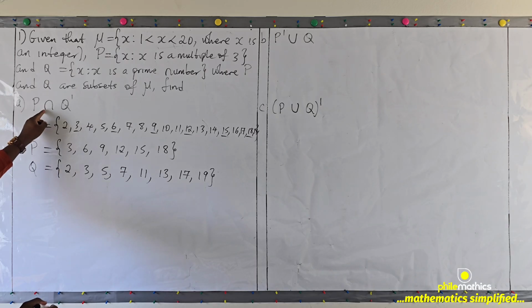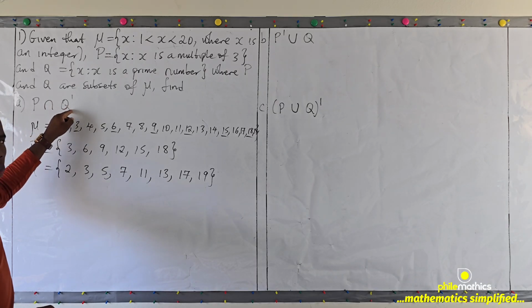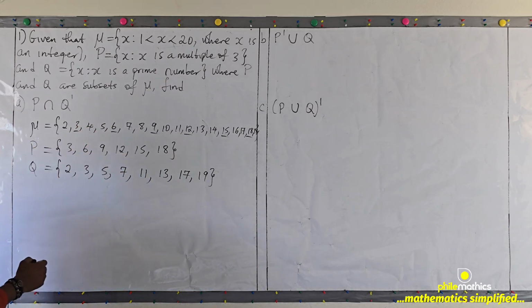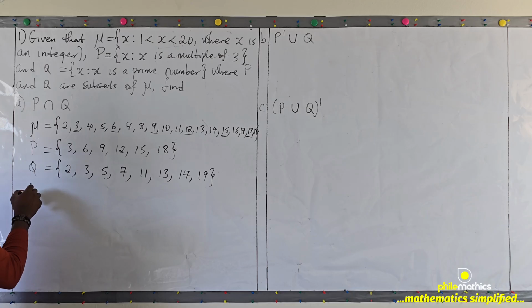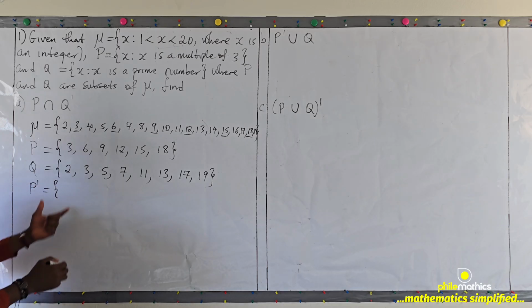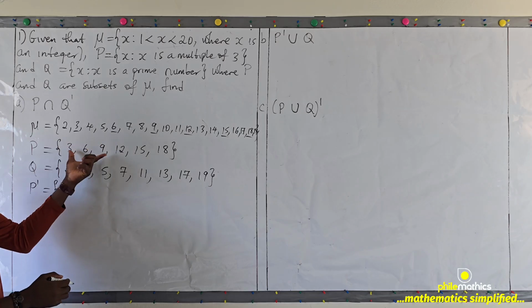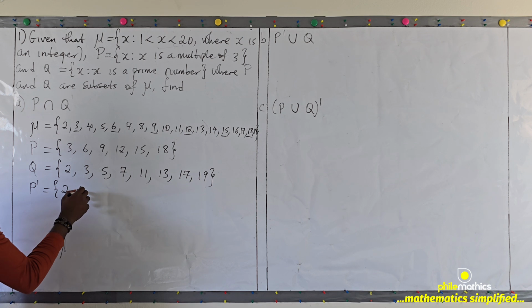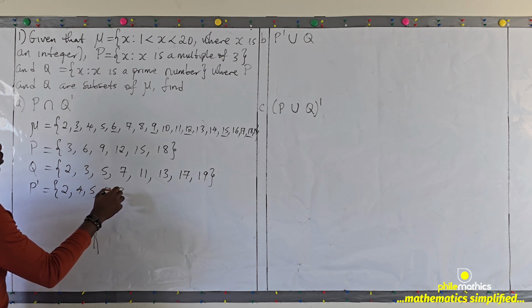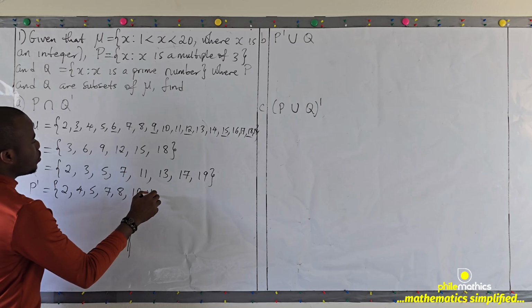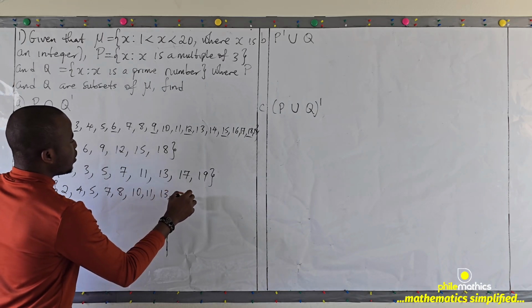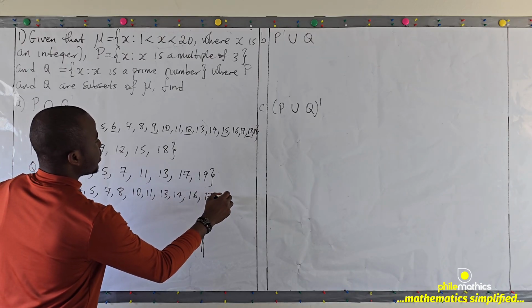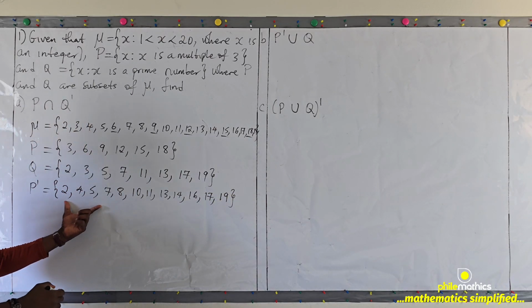We are asked to look for the intersection of p and q prime. Now let's look for the prime of each of them, since we will need it in the subsequent question. So p prime will be those numbers you find in this universal set that you cannot find in p. So we'll start with 2, 4, 5, 7, 8, 10, 11, 13, 14, 16, 17, 19. So these are p prime.